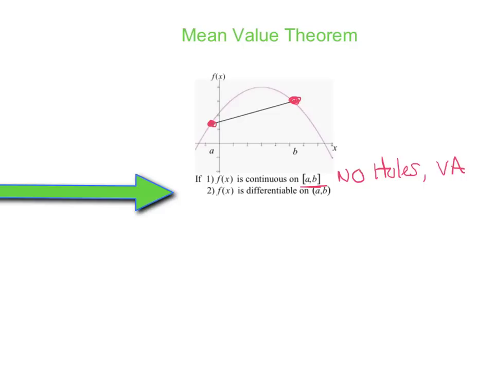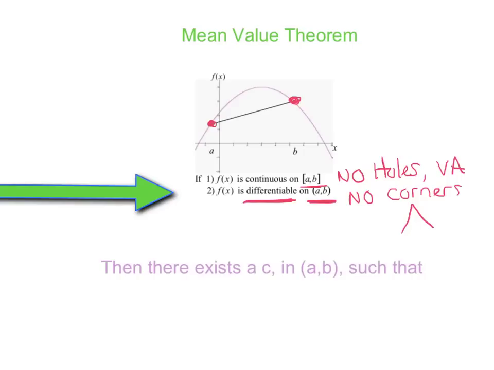And statement 2 here says f of x has to be differentiable on the open interval a to b. Watch the difference between the two. Differentiable, I'm saying that there's no corners or cusps. Basically, I shouldn't have an absolute value curve.